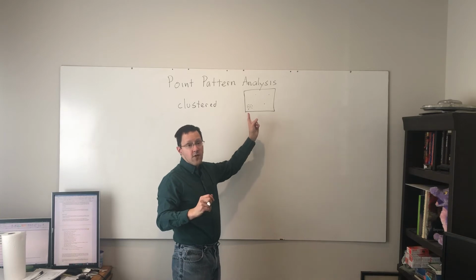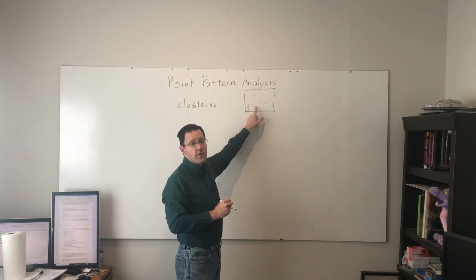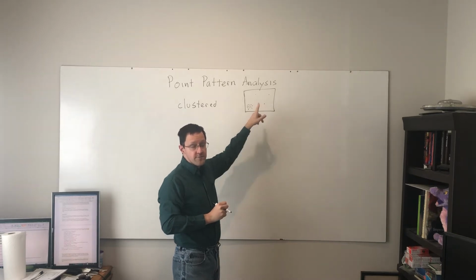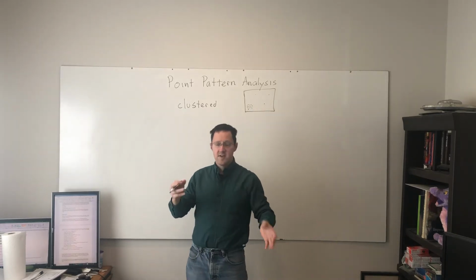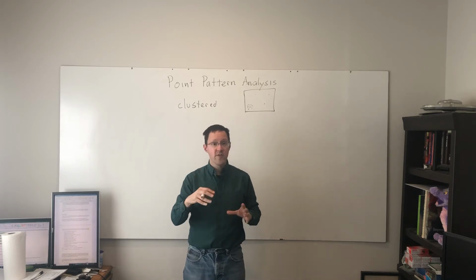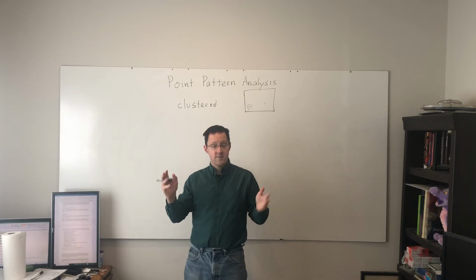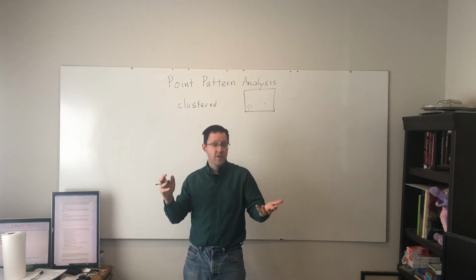Pretty straightforward. A clustered pattern, I've drawn it where most of the points here are clustered in one part of the box. That there's one area that has a higher density of points, that most of the points are close to each other. That would be a clustered pattern, pretty straightforward.